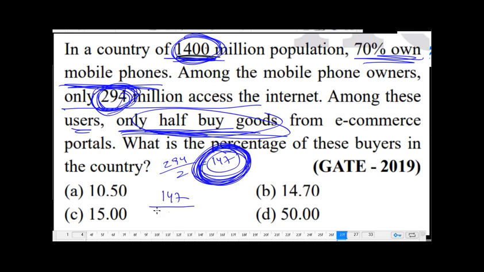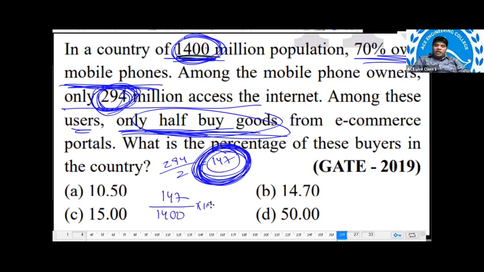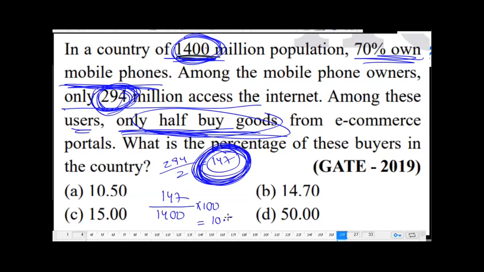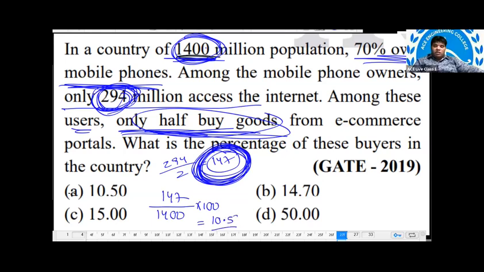147 out of 1400 into 100. Simplify. What is the answer? 10.5. Completed. Okay, na?